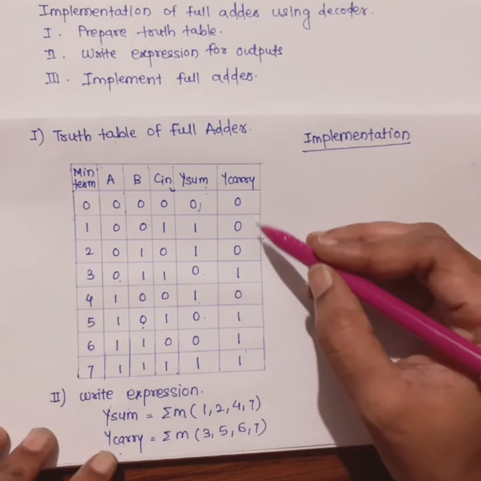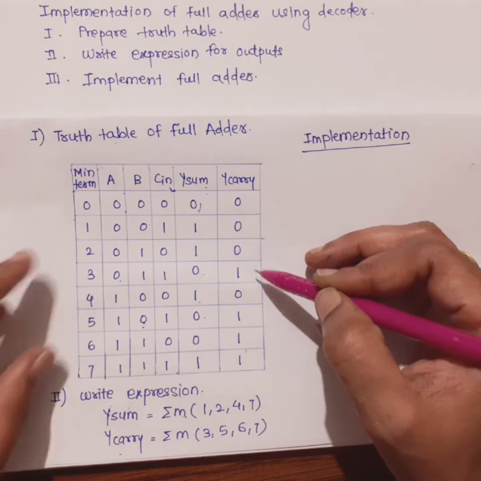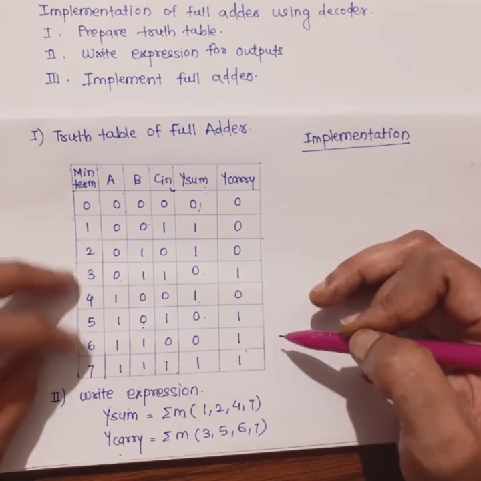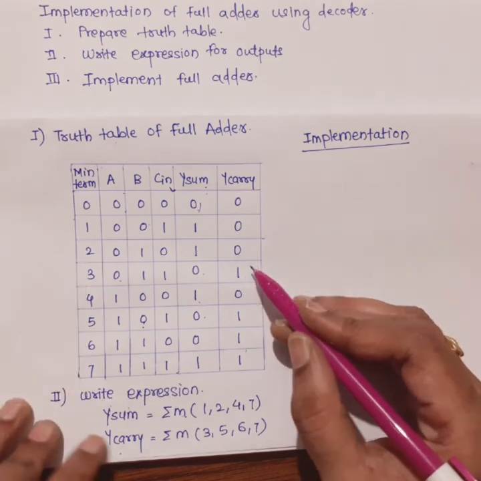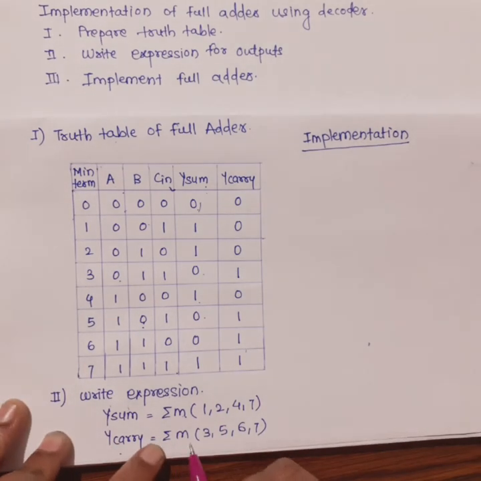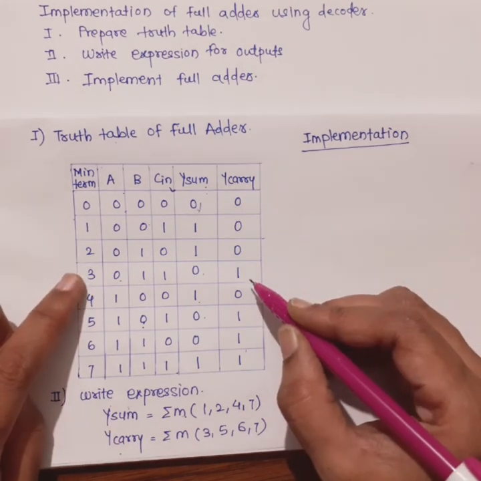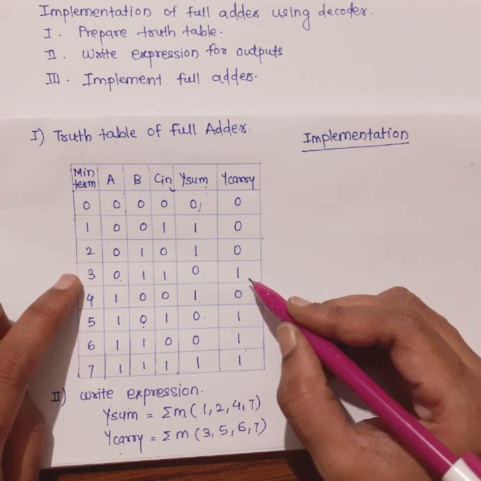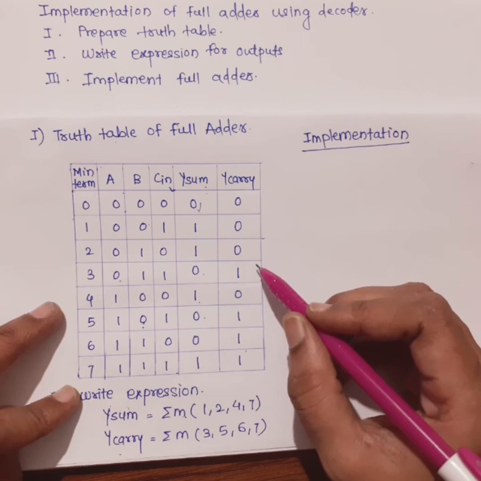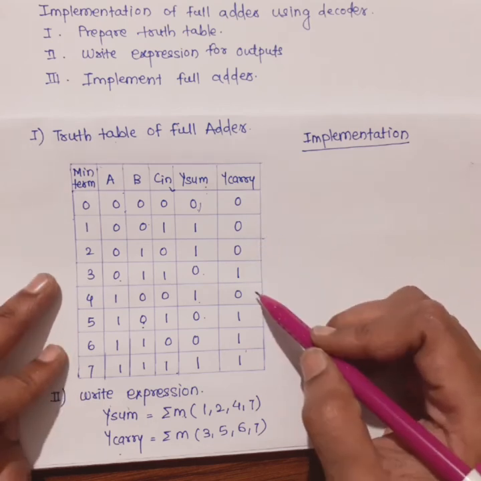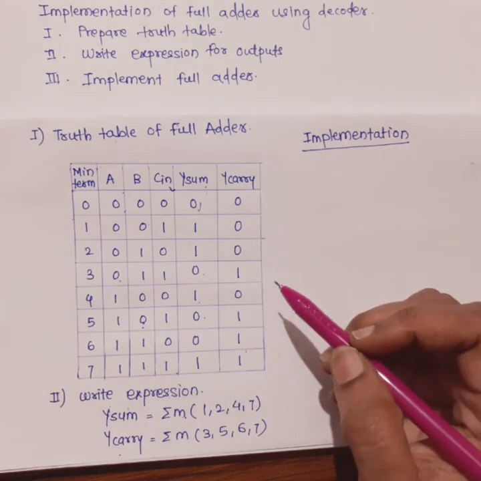Similarly, we can write the expression for carry by scanning this column. We find 3, 5, 6, 7. These are the minterms which resulted in carry 1. That's why SOP expression becomes summation of minterms 3, 5, 6, 7. So this gives the interpretation that when we provide either of the minterm corresponding combinations 3, 5, 6, 7, the output becomes 1 and for the remaining combinations it is 0.